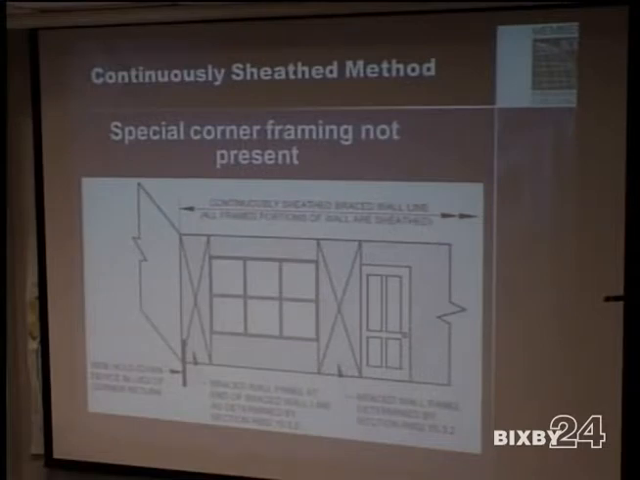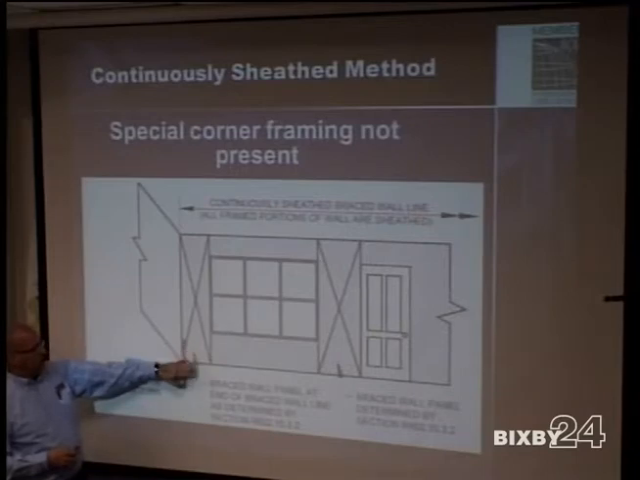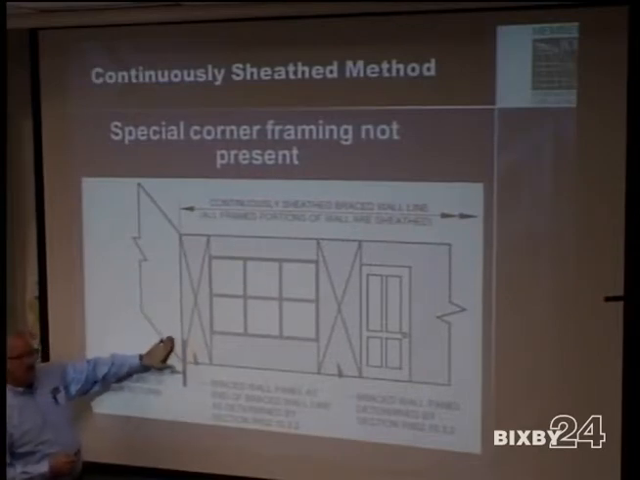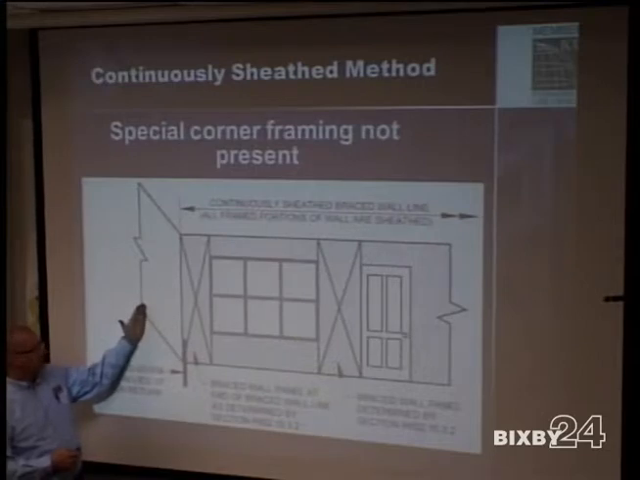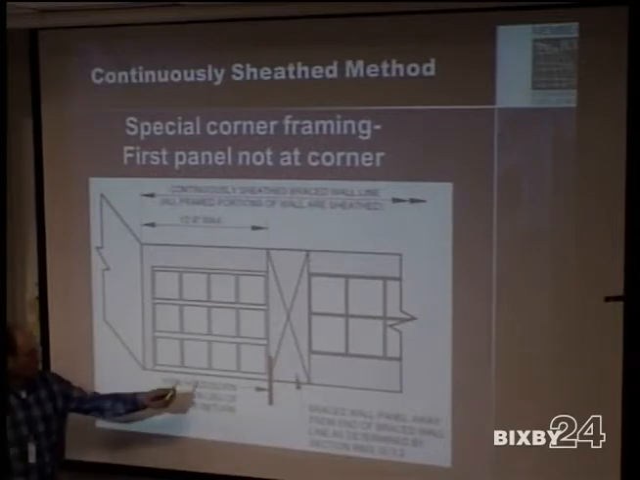So if your special corner framing's shot, it's just like this: you've got to have one at your first qualifying panel. It's the same way on the other wall. I've got 24 inches here, but I don't have it here, so my hold down has to be within 12.5 feet. So it's the same both ways. Just one corner fails, they both fail.